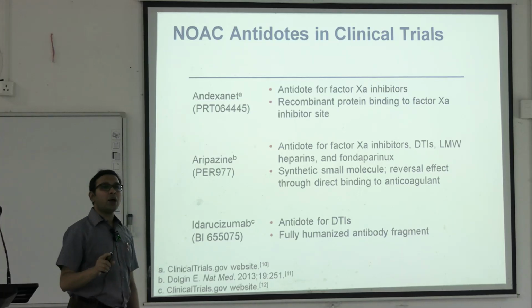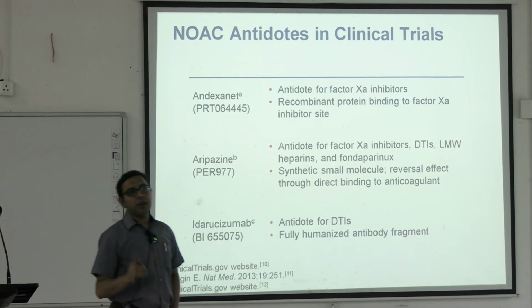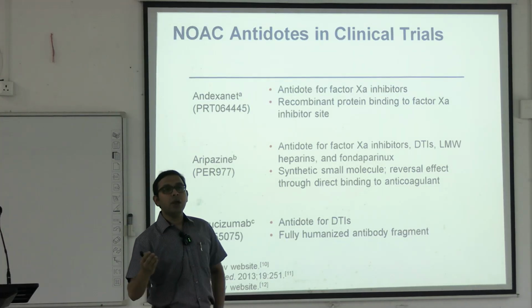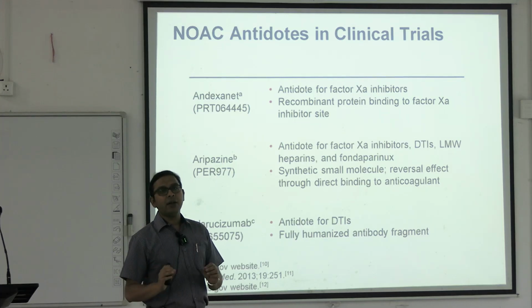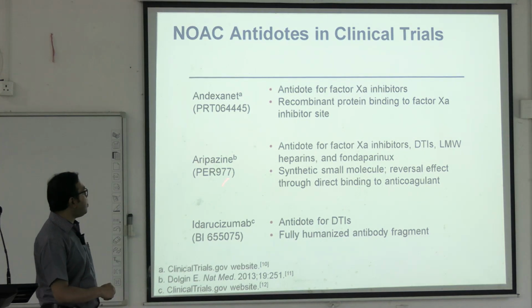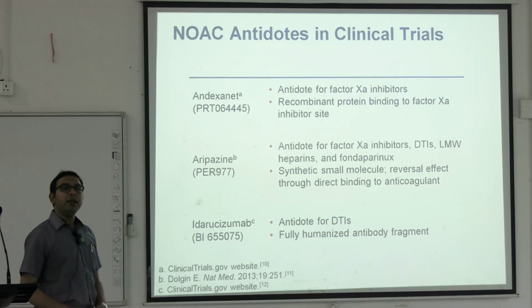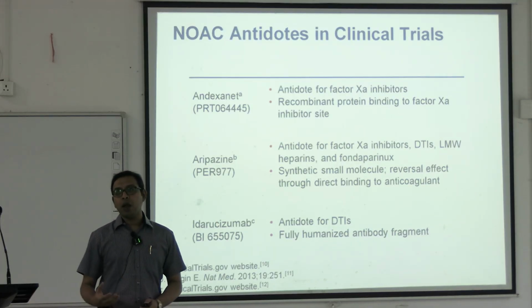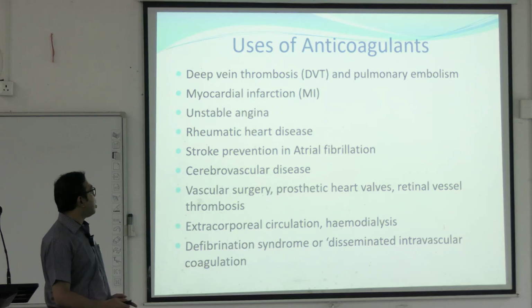So the only drawback of the novel oral anticoagulants is that if there is any toxicity, we do not have an efficient antidote to it. But apart from this, just remember the names andexanet, ciraparantag and idarucizumab. These are the antidotes of the novel oral anticoagulants.